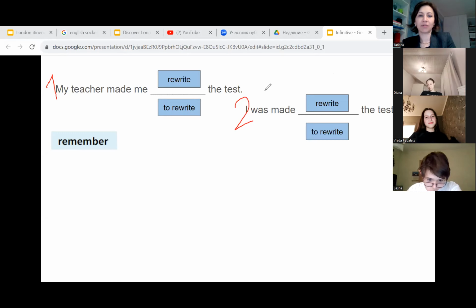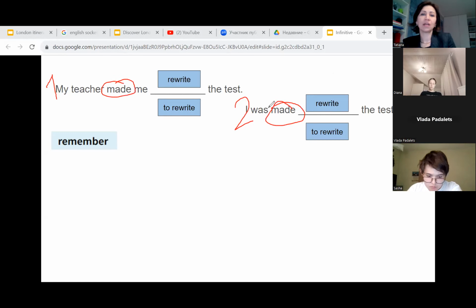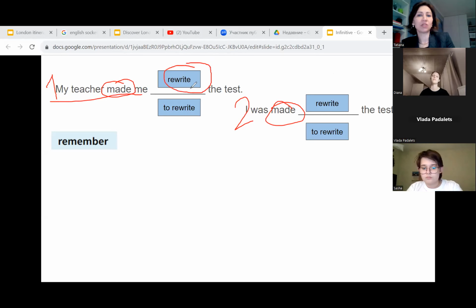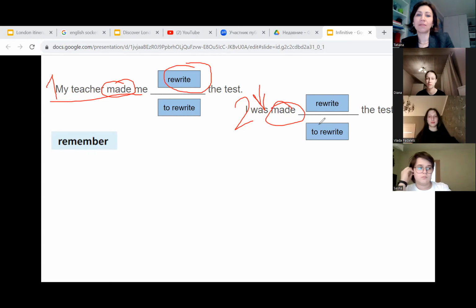Basically, yes, these are the correct answers. So when you use the word make in the meaning of заставлять, make somebody do something, вынуждать, заставлять, you use usually the infinitive without to. My teacher made me do something. But as soon as this is turned into the passive voice, I was made, then you have the full particle to appear in the text. So this is what the rule says.